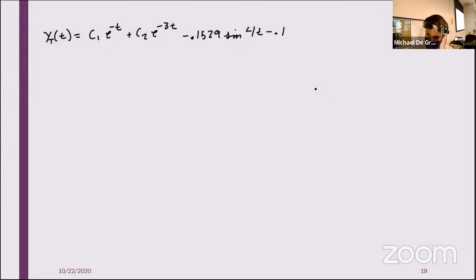All right, so let's evaluate this at our initial conditions. Remember, we had y total, sometimes I put a little subscript t there. Y total was C1 e to the negative t plus C2 e to the negative 3t minus 0.1529 sine 4t minus 0.182 cosine 4t.